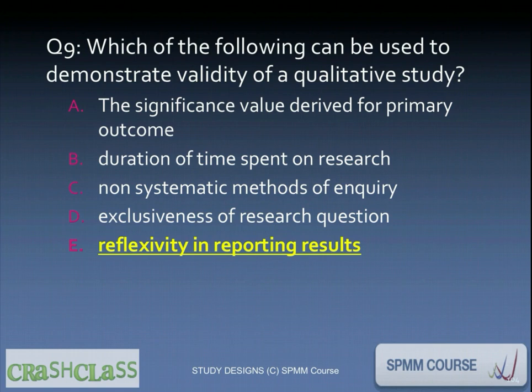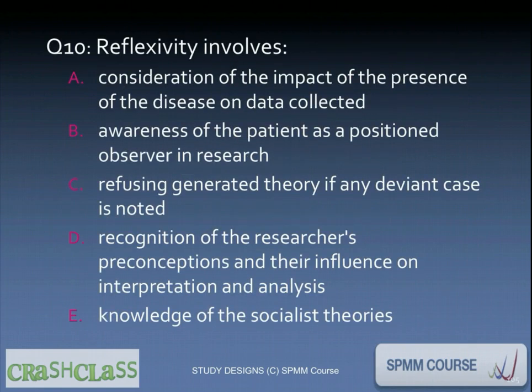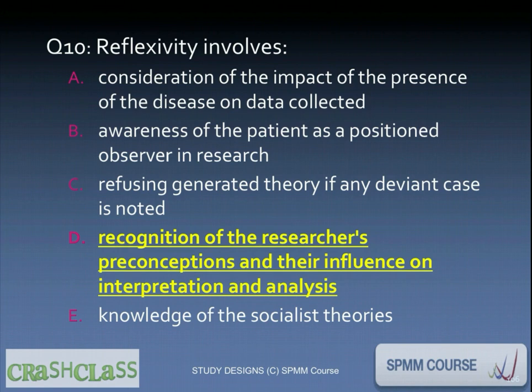So question here, which of the following can be used to demonstrate validity? Reflexivity in reporting results. Okay, reflexivity in reporting results will demonstrate validity of a qualitative research. And what is reflexivity? Consideration of the impact of the presence of the disease on the data, awareness of the patient as a positioned observer in research, refusing generated theory if any deviant case is noted, recognition of the researcher's preconceptions and their influence on interpretation, knowledge of the socialist theories. What is reflexivity? Recognizing researchers' own preconceptions and their influence on interpretation and analysis of the data.